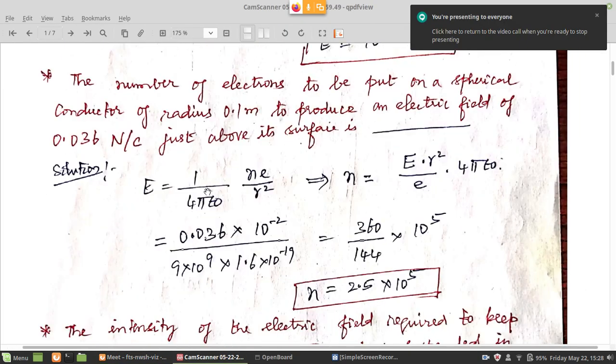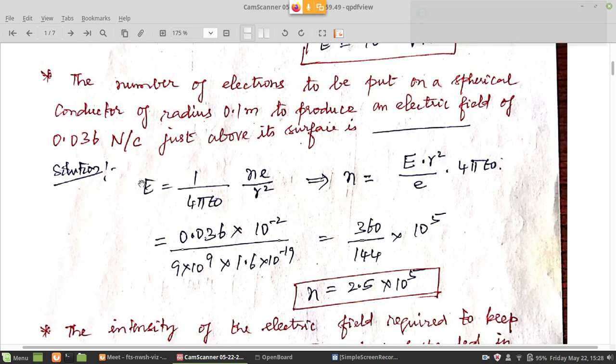So basically electrostatic field is 1 by 4 pi epsilon naught times Ne by r square, that is the electric field at the surface of the sphere. So Ne is unknown here because the total charge we don't know. So first we have to calculate the total charge. So N we can directly also calculate. N is equal to, by taking all the terms to the other side, 4 pi epsilon naught into E, and then multiply by r square and divide by e. Totally, directly also we can do.